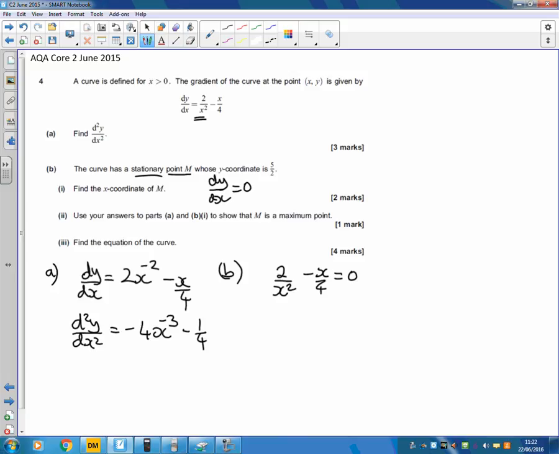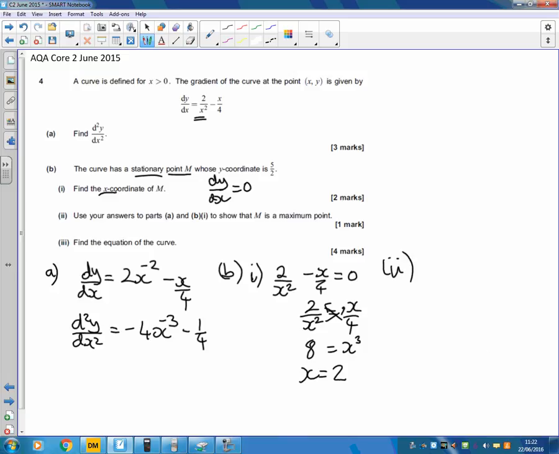There's different ways you could go about solving this. I find one way that makes it easy to see is to move the x over 4 to the other side, and then we can just multiply up. So 2 times 4 is 8, x squared times x is x cubed, and the cube root of 8 is 2, and that's what they asked us to find, was just the x coordinate. Okay, so that's the first part.